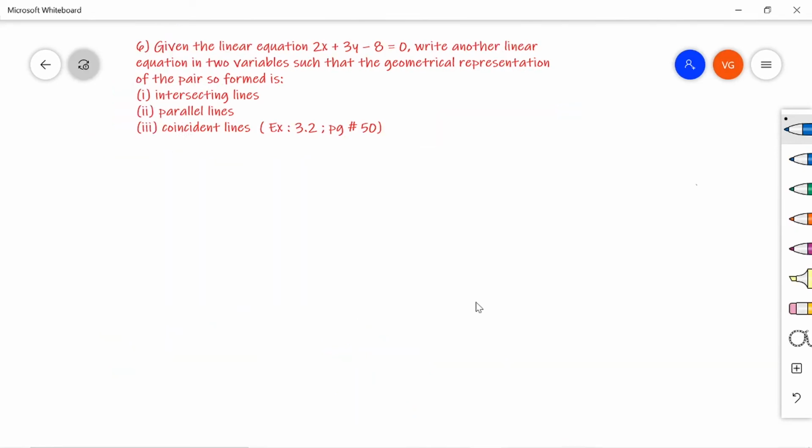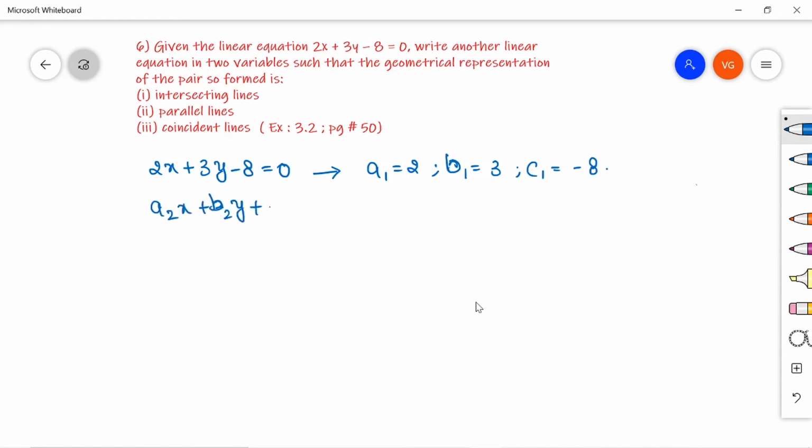And the third condition is for coincident lines. The given equation is 2x plus 3y minus 8 is equal to 0. From here I can take a1 is equal to 2, b1 is equal to 3 and c1 is equal to minus 8. You have to get the second equation a2x plus b2y plus c2 is equal to 0 such that these two lines are coincident. So for the lines to be coincident, the condition is a1 by a2 is equal to b1 by b2 is equal to c1 by c2.